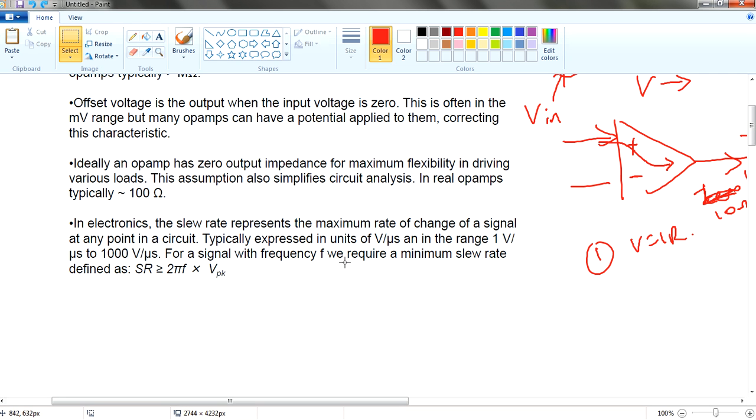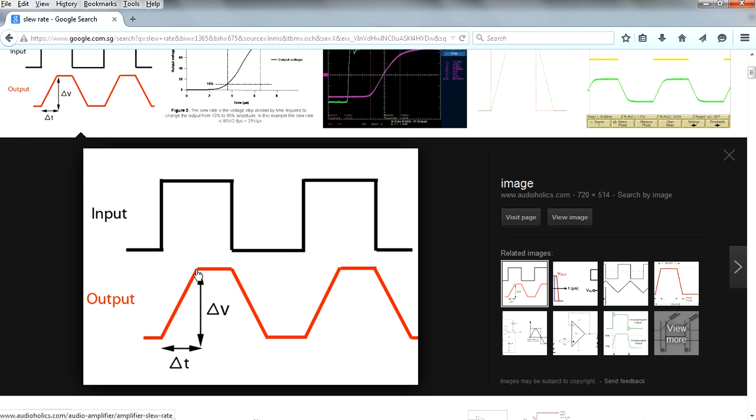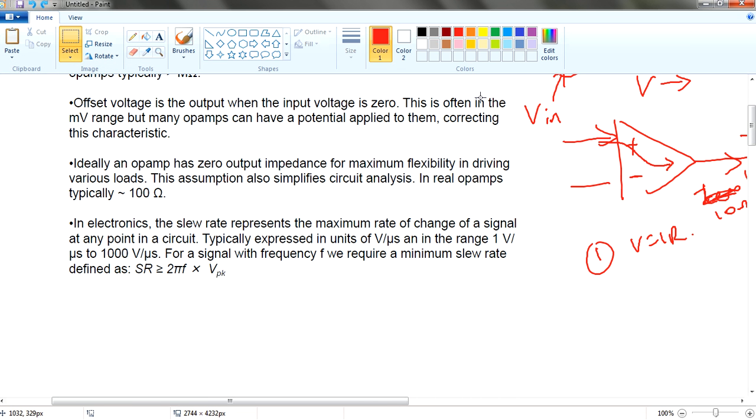So for a signal with frequency f, we require a minimum slew rate, as minimum as possible. So 1 volt is the best one in the sense, right? 2 pi f times V peak. V peak means the highest point at this point of time. So the slew rate, if you want minimum, means you want at least over here only. If you have this over here, you will have a lesser slew rate, meaning lesser changes, right?